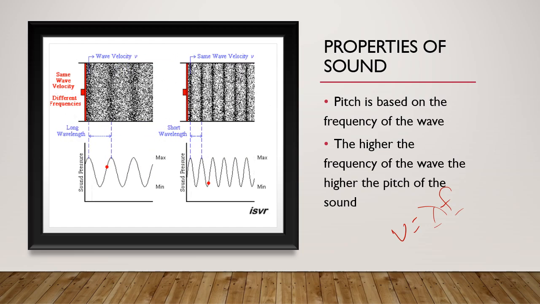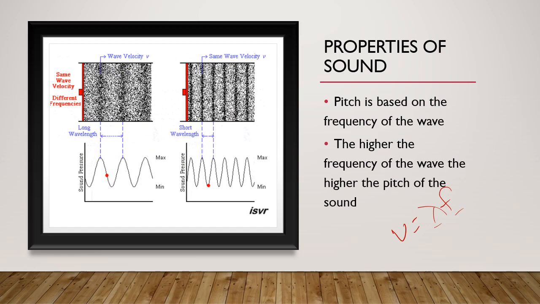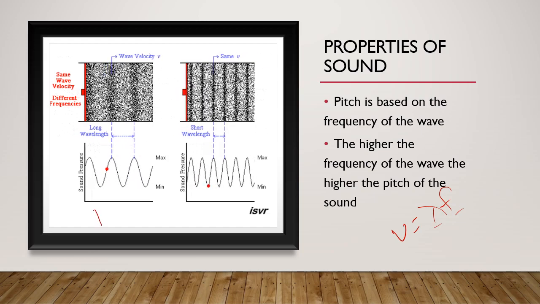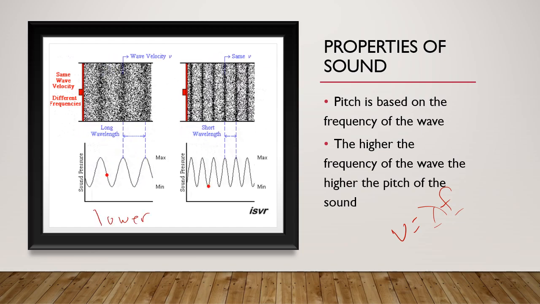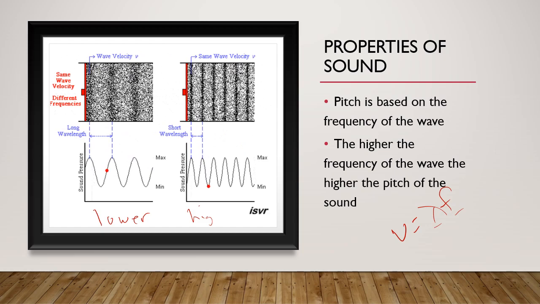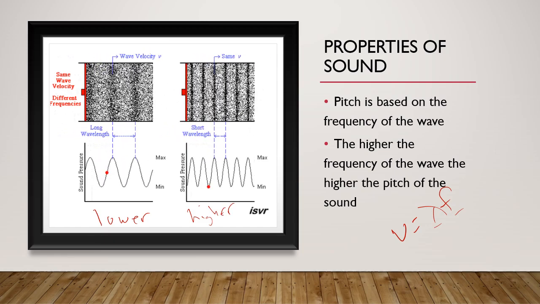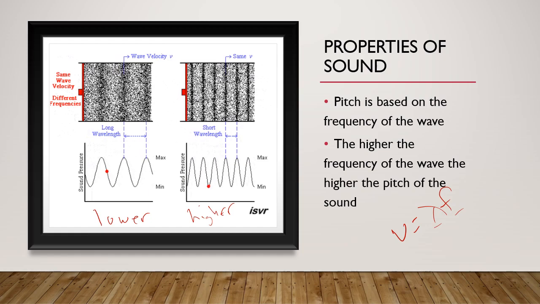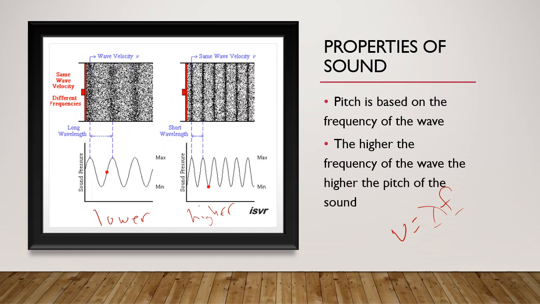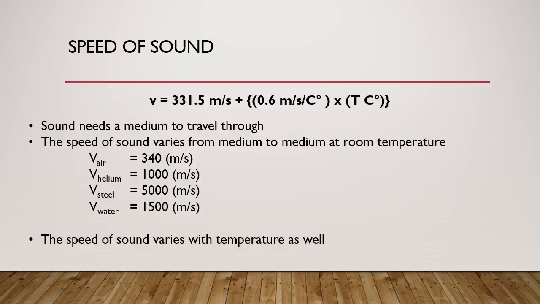Hopefully this graph gives you an idea. The one on the left will be your lower pitch sound, and the one on the right will be your higher pitch sound, because it will be at a higher frequency. And both of them will have the same loudness, because you see their amplitude is the same for both.